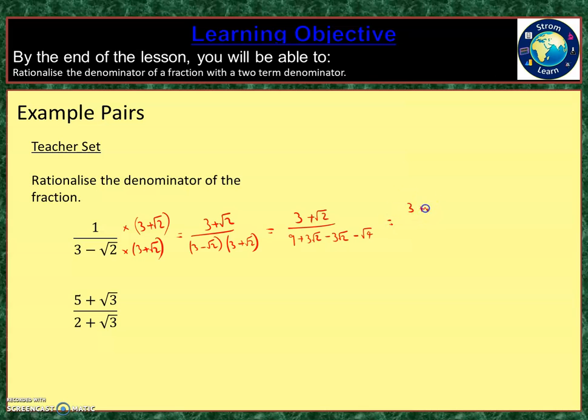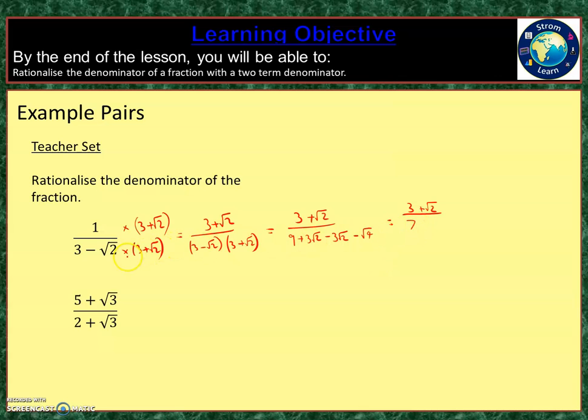And then we're going to simplify that. So root 4 is just 2. So I've got 9 subtract 2, which gives me 7. And then 3 root 2 take away 3 root 2 is nothing.